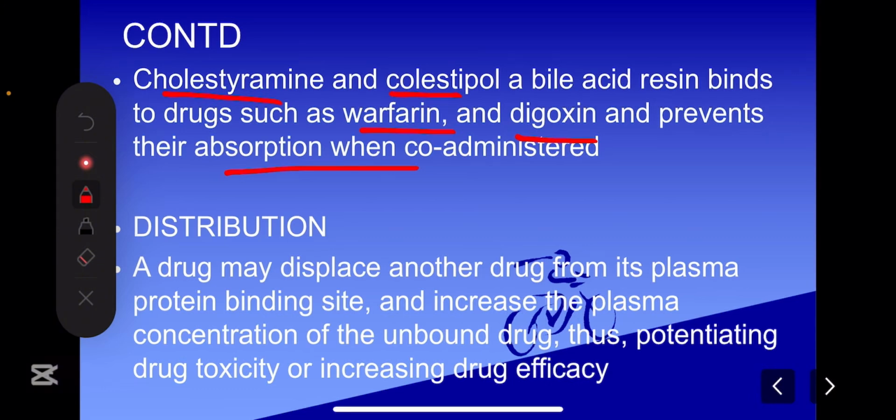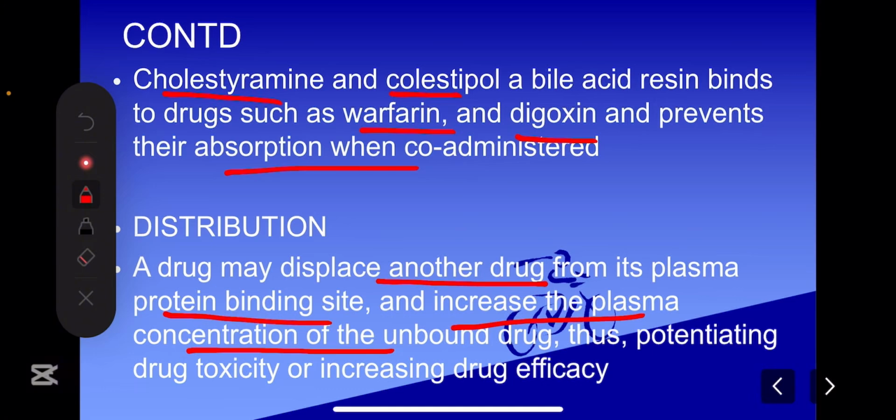Let's go. A drug may displace another drug from its plasma protein sites. Do you get that now? This causes an increase in the plasma concentration of the unbounded drug. Let me say, for example, you administer drug A and B. Drug A can bind to plasma protein very well, whereas drug B can't do that very well. So drug A will bind to the plasma protein, drug B will have nowhere to bind to, so it will be found freely in the system.